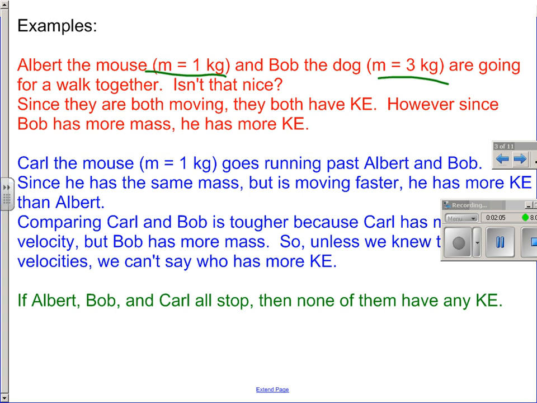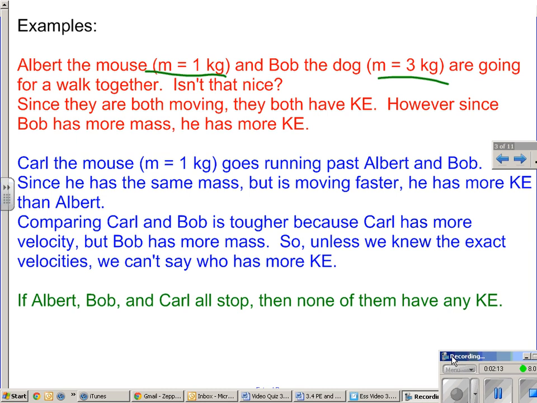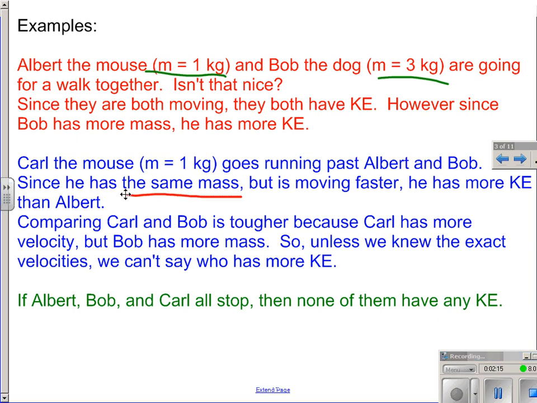Now, Carl the mouse, for whatever reason, goes running past Albert and Bob. All right, and since he's got the same amount of mass as Albert, but he's moving faster than Albert, he's going to have more kinetic energy than Albert does. All right, so right now, sorry, so we're good there.